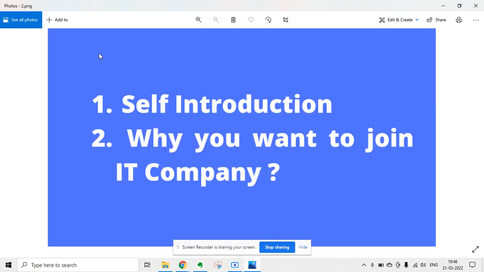So the first question was self-introduction. So you have to prepare a basic introduction of yourself. You have to include your name, your college, your branch, and what major project you have done in your college. And if you have done any internships or certifications, you can mention that. And then you have to mention your hobbies or extracurricular activities. So this is a proper introduction that you need to prepare to give in the interview.